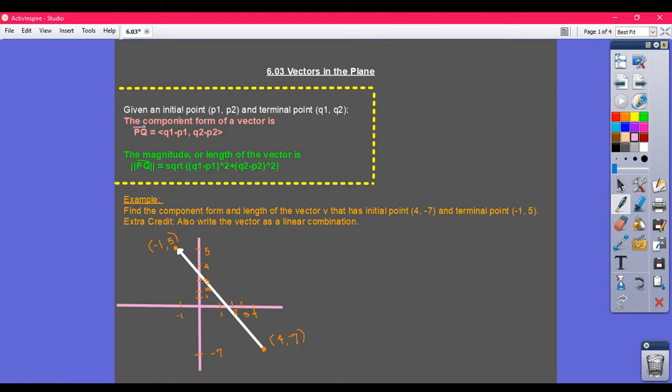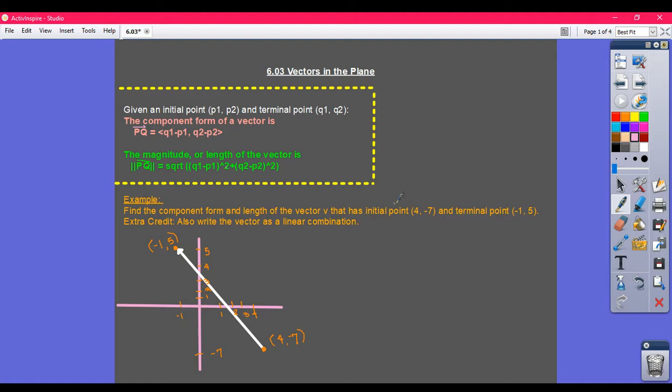Also with the component form of a vector is the magnitude of a vector. The magnitude of a vector represents the length of the vector. If you look at the actual formula, it's just the distance formula, and it's represented by the two lines. So anytime you see these two lines, they're asking for the magnitude.